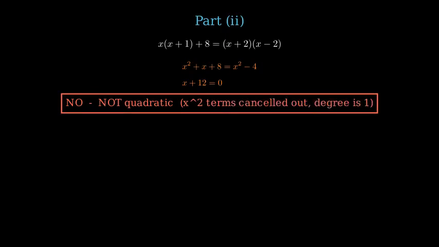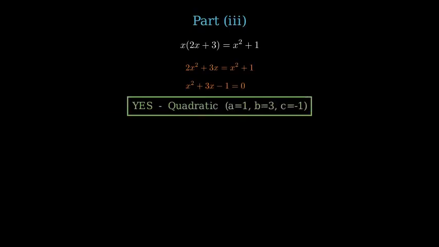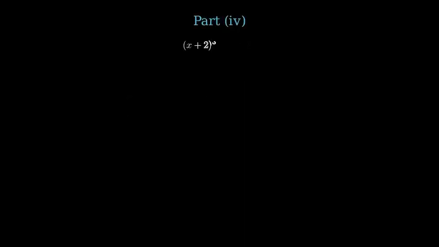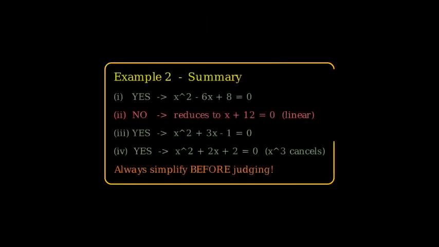Part 3, x times (2x plus 3) equals x squared plus 1. Expanding, 2x squared plus 3x equals x squared plus 1. Gives x squared plus 3x minus 1 equals 0. This is quadratic. Part 4, (x plus 2) cubed equals x cubed minus 4. Expanding the cube, x cubed plus 6x squared plus 12x plus 8 equals x cubed minus 4. Cancelling x cubed, 6x squared plus 12x plus 12 equals 0. This is quadratic. The key check: does the equation reduce to degree 2 after simplification?